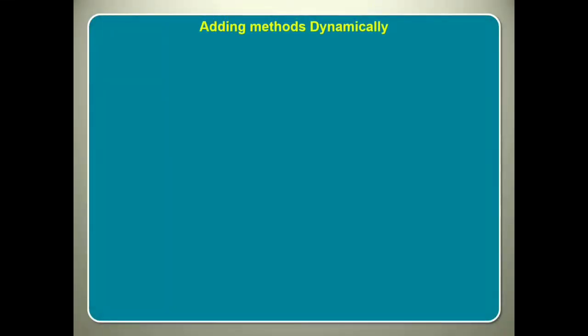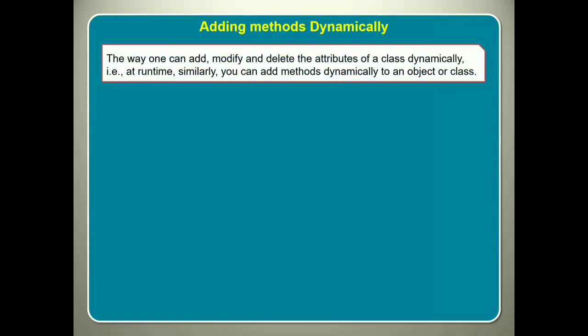Let us now learn about adding methods dynamically. One can add, modify, and delete the attributes of a class dynamically, that is, at runtime. Similarly, methods can be dynamically added to an object or a class. Consider the code shown on the screen.